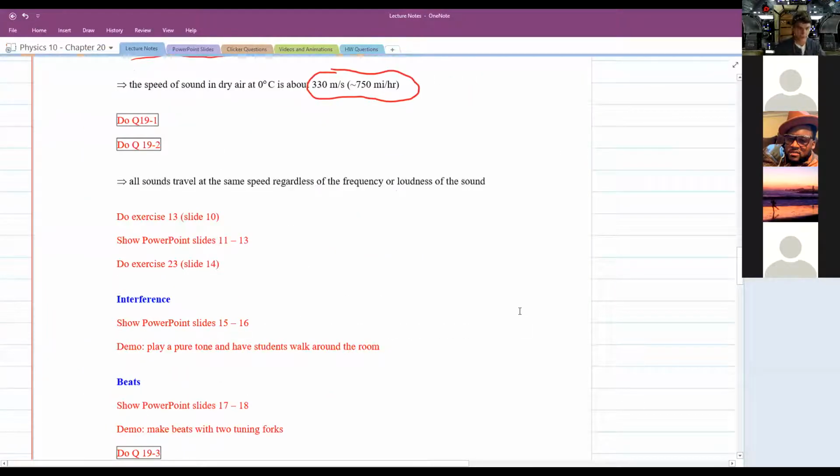Okay, so just as I was saying before, all sound travels at the same speed regardless of the frequency of the sound, how loud the sound is, or the wavelength of the sound.